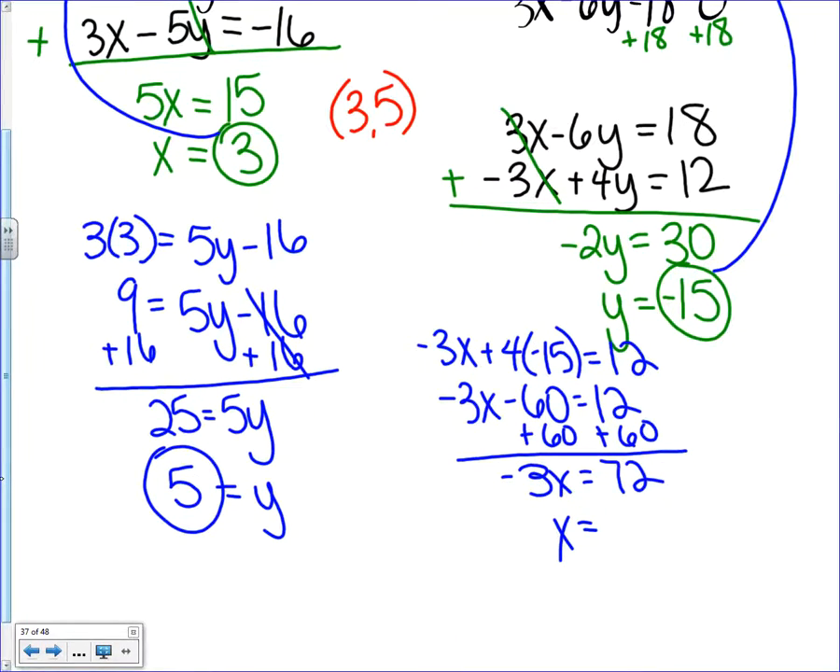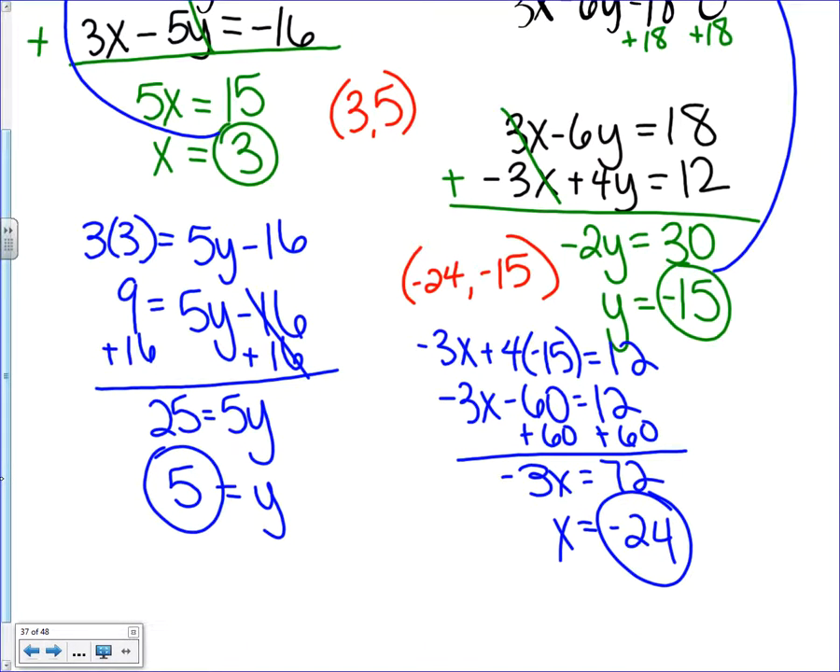What's x? You guys speak up. I got these things in my ears. Negative 24. So where do they cross? Negative 24.